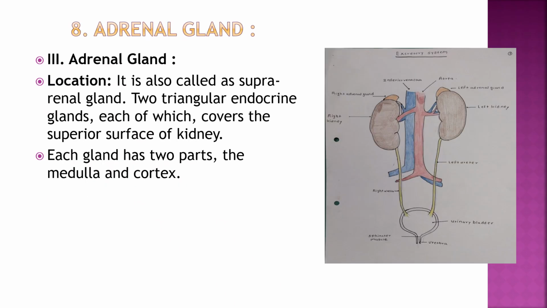The eighth gland is the adrenal gland. It is located above the kidney and is also called the suprarenal gland. It is a triangular gland, each present over the superior surface of the kidney, and it has two parts, medulla and cortex. The cortex is the outside portion and the medulla is the inner portion.